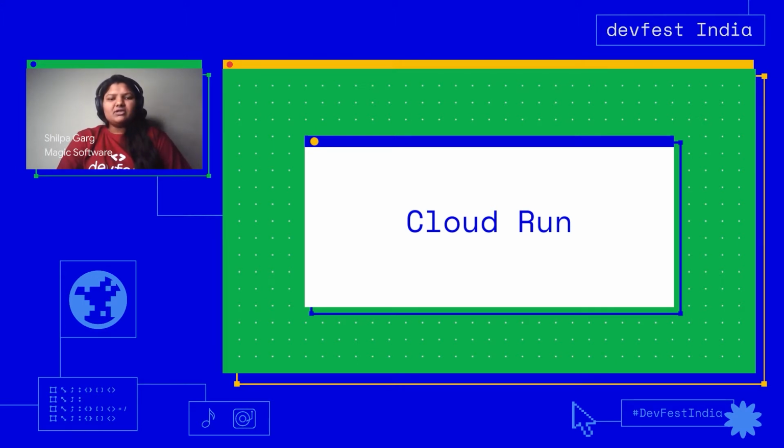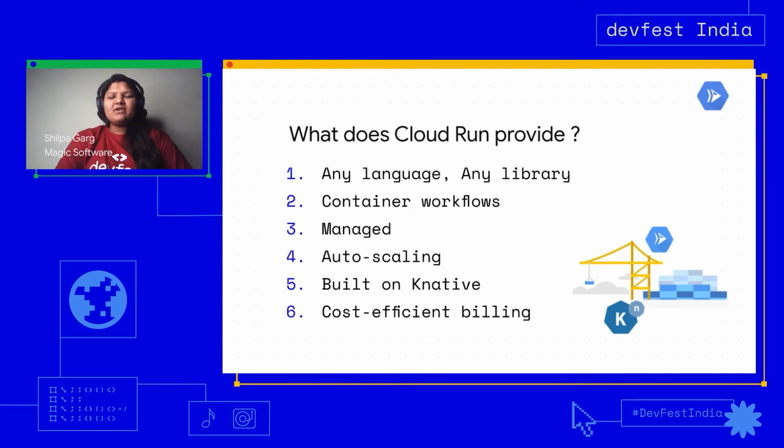If we talk about the features of Cloud Run, as I have already mentioned, you can use any language and any libraries. Apart from this, Cloud Run takes care of the redundancy. You don't have to worry about where your traffic is coming in from. It will multiply the container across time zones, and you need not worry about the traffic coming in.